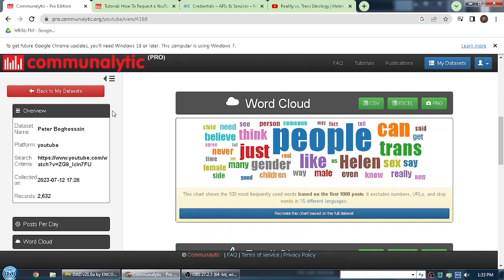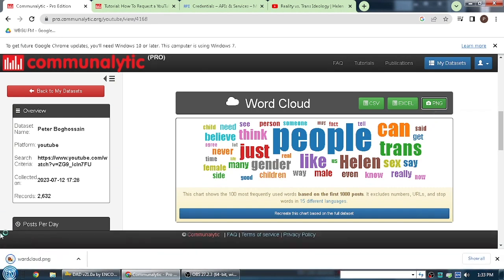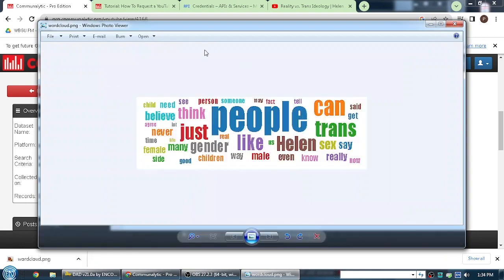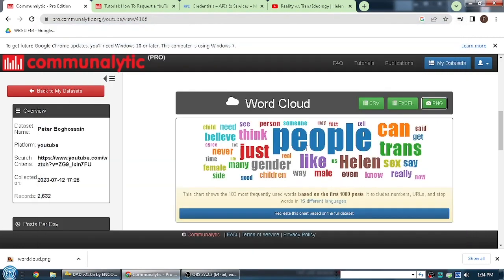All right. Then we've got a word cloud that's generated for us. This chart shows the 100 most frequently used words based on the first 1,000 posts. So that's a little less than half of the number of comments, but I think I would consider that to be pretty comprehensive. I'm going to go ahead and download the picture. So then, of course, if I was doing research on this, I would have access to this content here. Pretty cool.